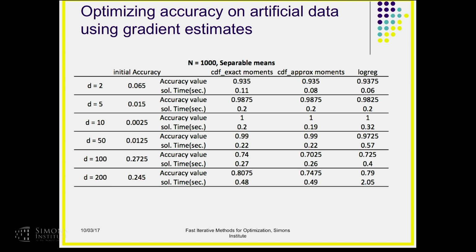Okay, so this is the direct optimization. This is the best you can do. Logistic regression doesn't do quite as well, which should be the case in principle.